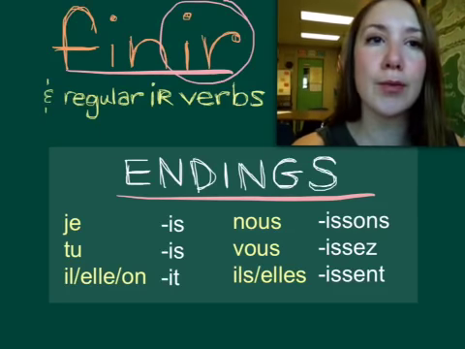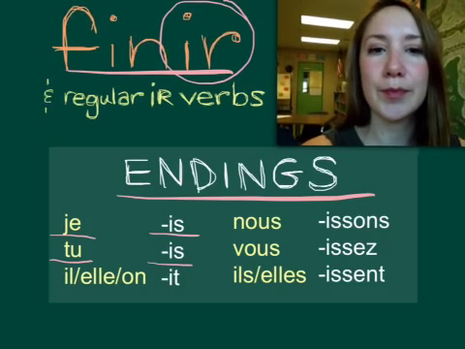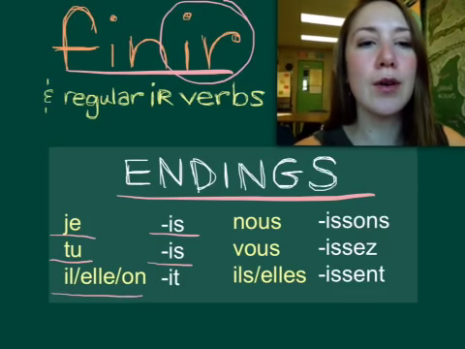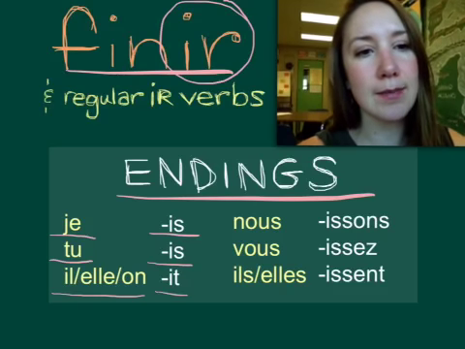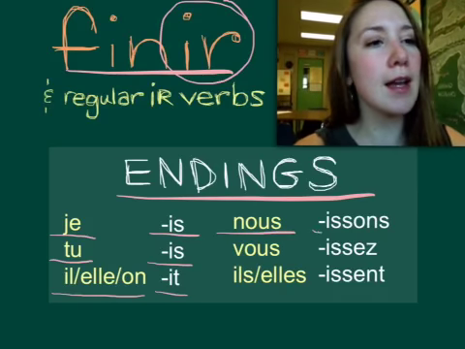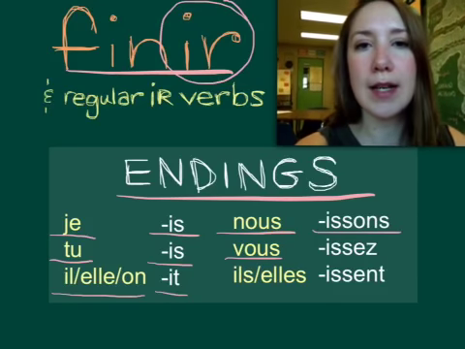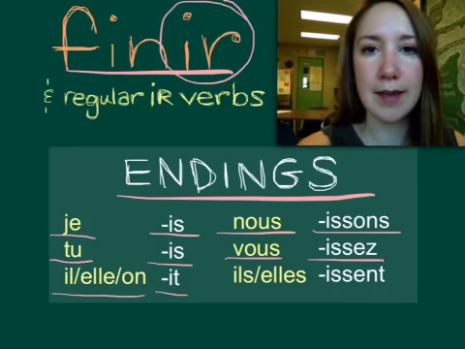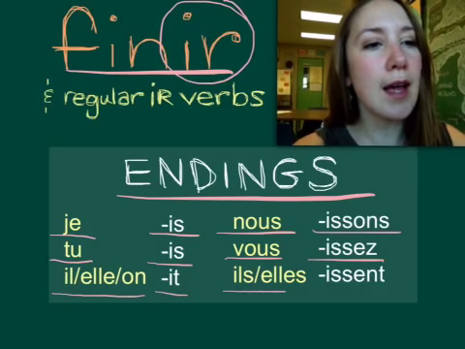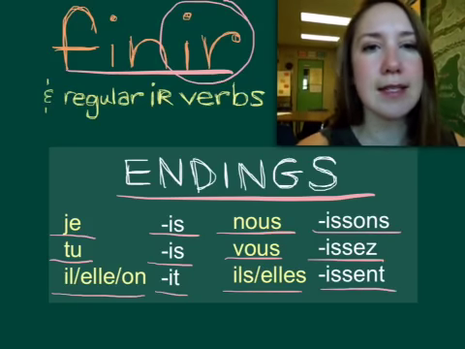For finir, which means to finish, and other regular IR verbs: for je, our ending is -is. For tu, it's -is as well. For il, elle, and on, our ending is -it. For nous, our ending is -issons. For vous, our ending is -issez. For ils and elles, our ending is -issent.